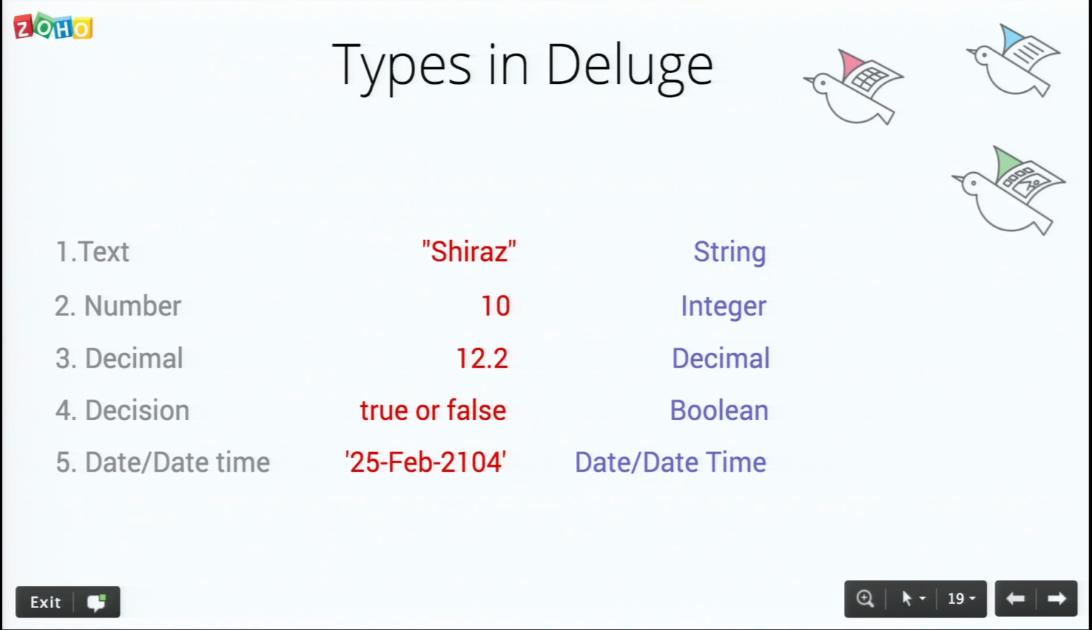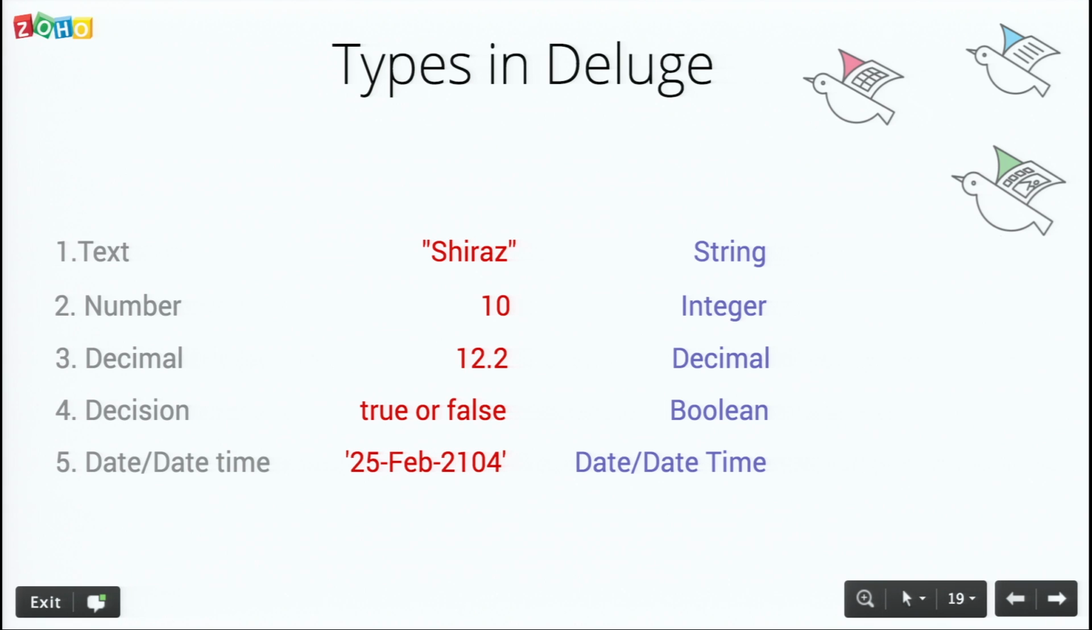Similarly, you can have time as well. After the date comes the time: hours, minutes, and seconds. There is no change in that. Single quote. Exactly. We'll figure it out. So those are the data types in Deluge.